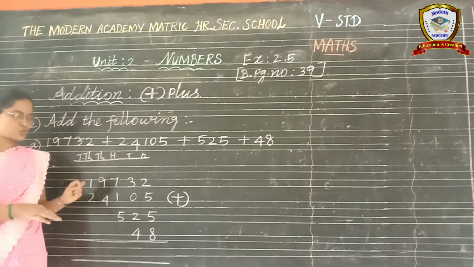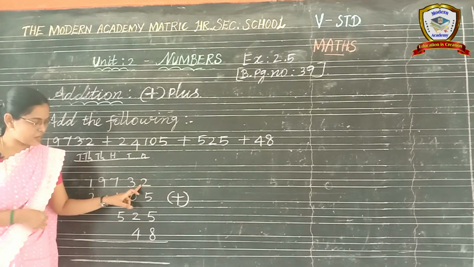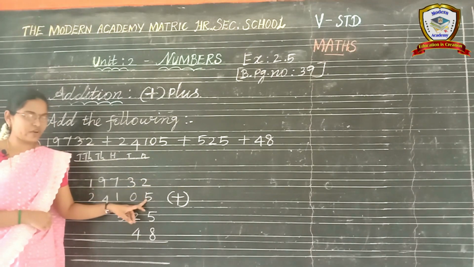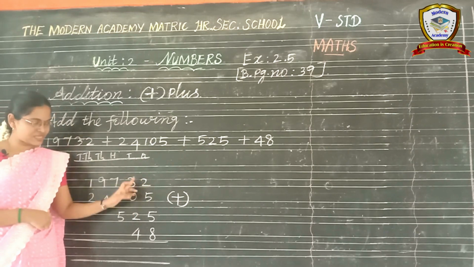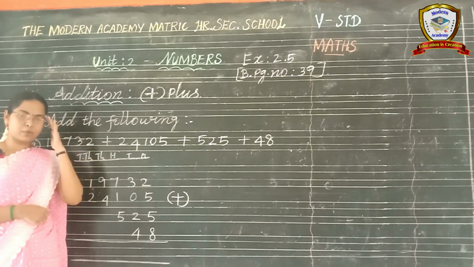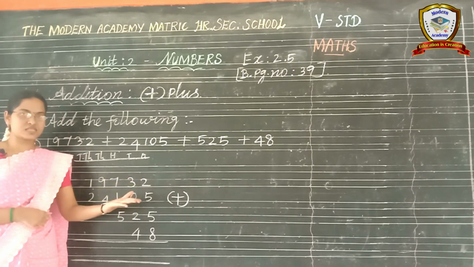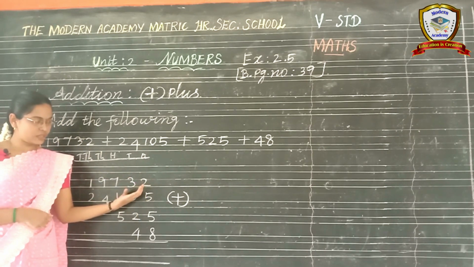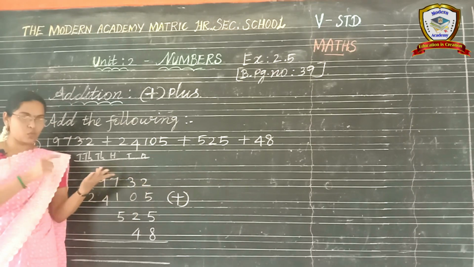Now, as usual, we have to start from ones place. In ones place, what is the first number? 2. So, 2 plus 5 is 7. 2 in the mind. First number always you should keep in your mind. Second number, you have to leave in your fingers. So, 2 in the mind, 5 in the fingers, 2 after. 2 after only you should count.